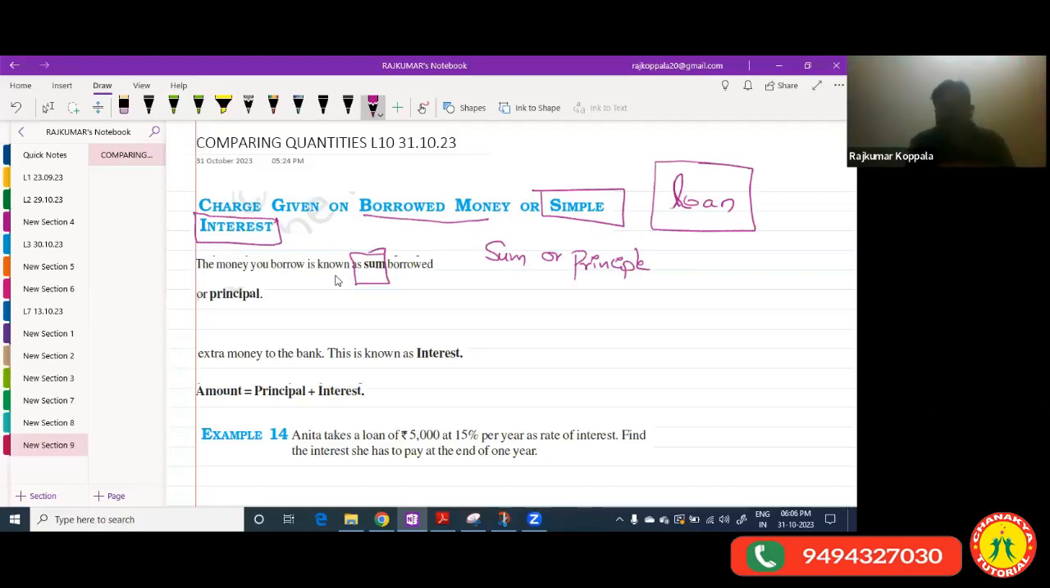For example, your father wants to buy a car. It costs nearly 10 lakhs. If your father pays 2 lakhs, then the remaining 8 lakhs the bank will give. So that amount he will take for some interest. Whatever amount they are taking as a borrow from the banks or some companies.